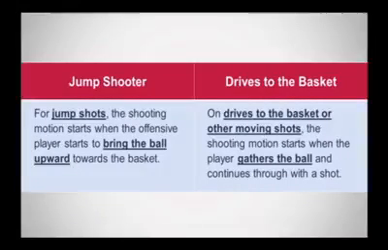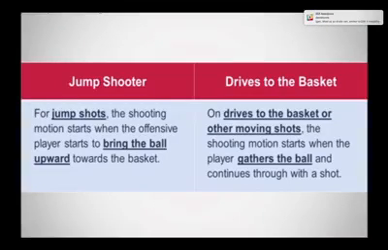As we can see here from the NBA rulebook, there is a clear difference as to when the shooting motion starts for jump shots and drives to the basket. On jump shots, the shooting motion begins when the offensive player starts to bring the ball upward towards the basket. In contrast, on drives, the shooting motion begins when the offensive player gathers the ball. In other words, ends his dribble while in control of the ball.